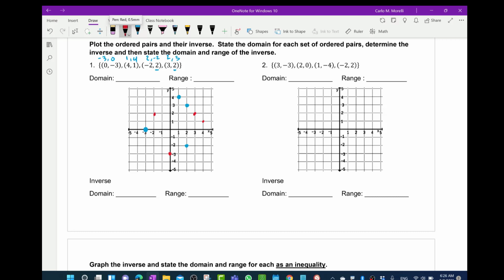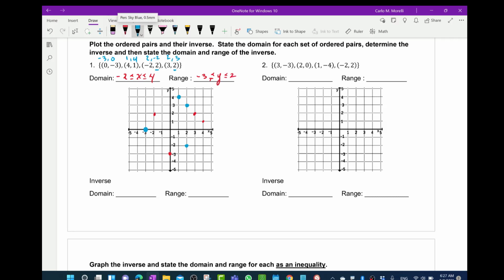So the domain of the original, the smallest red value is negative 2 on the x, so negative 2 less than or equal to x less than or equal to 4, and the range would be negative 3 all the way up to 2, so negative 3 less than or equal to y less than or equal to 2.